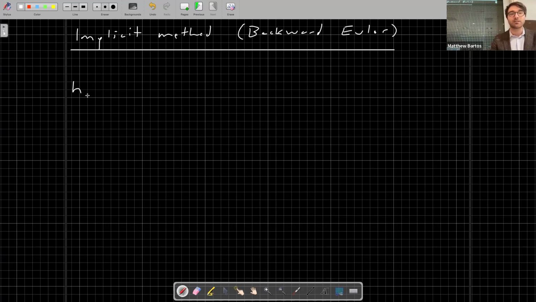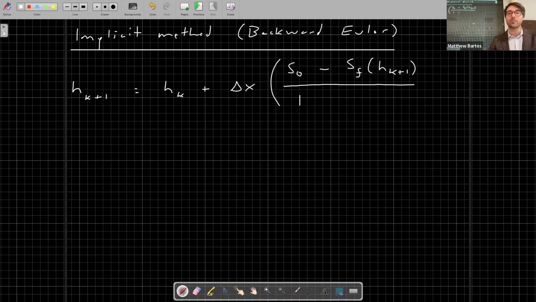And we'll define our recurrence relation as follows. We have that the depth at the next step in sequence is equal to the depth at the current step plus delta X times quantity bottom slope minus the friction slope, except that this time we're going to evaluate the friction slope at hk plus 1, i.e. the next depth in sequence. Similarly, for the denominator, we have 1 minus the Froude number squared evaluated at hk plus 1, the next depth in sequence.